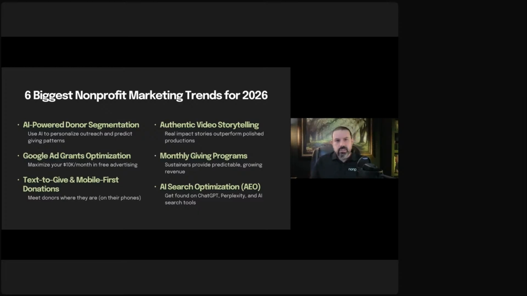Text to give and mobile-first donations, we've seen that rising over the last few years. In this next year, you're going to see a lot more of that. Obviously folks are continuing to use their phones and mobile devices more and more. This does not take away from desktop users, but we're starting to see a lot of options that are exclusively for mobile devices, and some new ways to do that, like crypto and all that stuff. We'll talk a little bit about that in a little bit.